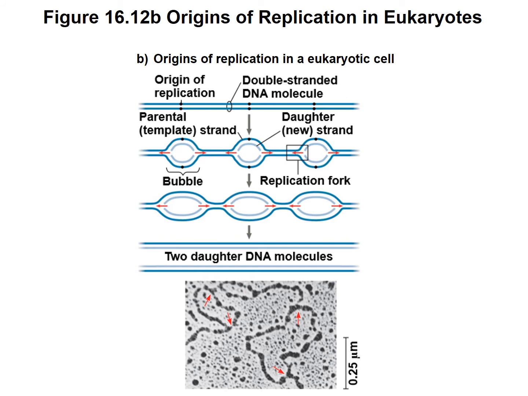So if you look at B, we have several origins of replication. The strands separate and replication proceeds in both directions, basically until those bubbles meet each other. And eventually there'll be two daughter DNA molecules. Each one will have an old strand or parent strand, and each one will have a newly made daughter strand.